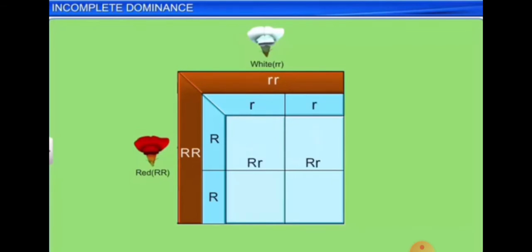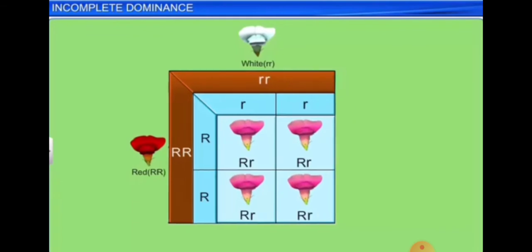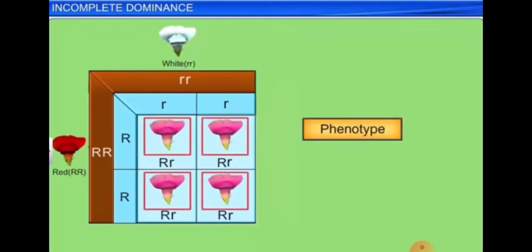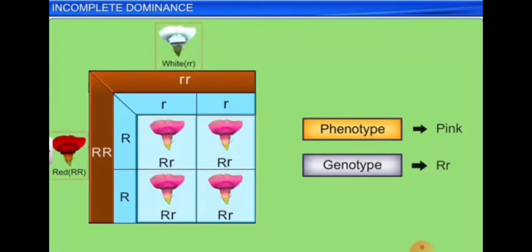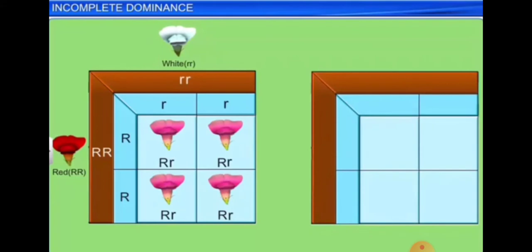The results were quite different. What was observed in pea plants was not seen here. The flowers in the F1 hybrid were pink, and the genotype was capital R small r. That is, the F1 hybrid flowers had a phenotype that resembled neither of the parents but was in between the two.